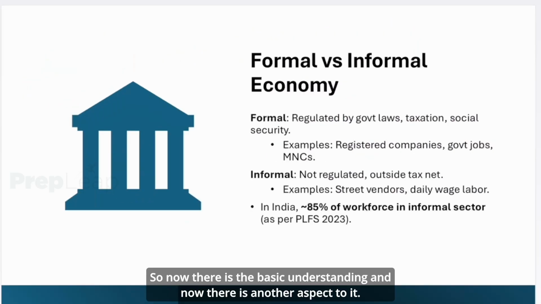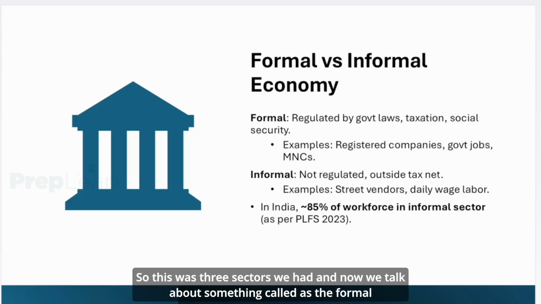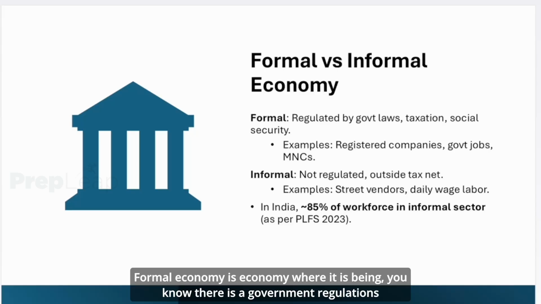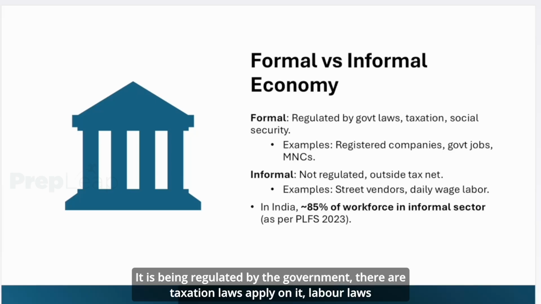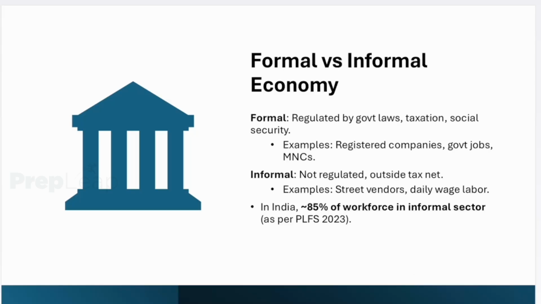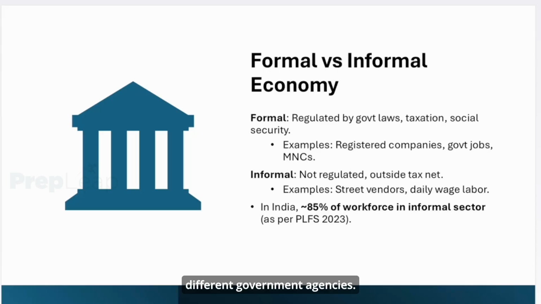So now that's the basic understanding. And now there's another aspect to it. So these were the three sectors we had, and now we talk about something called the formal economy and informal economy. So what is the difference between the formal and informal? Formal economy is an economy where there is government regulation over it. It is being regulated by the government. Taxation laws apply on it, labor laws apply on it, social security programs are there. So it is a segment which is identified by the government and is regulated by different government agencies.